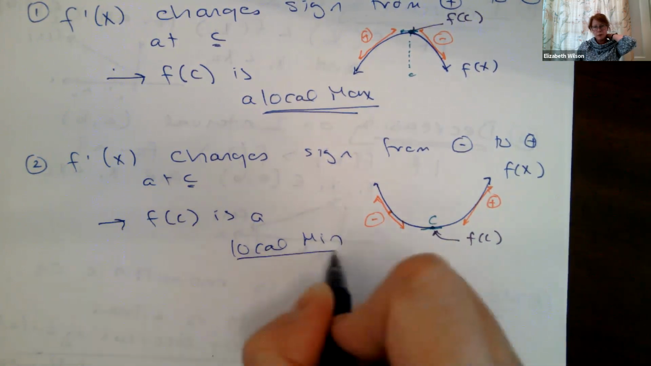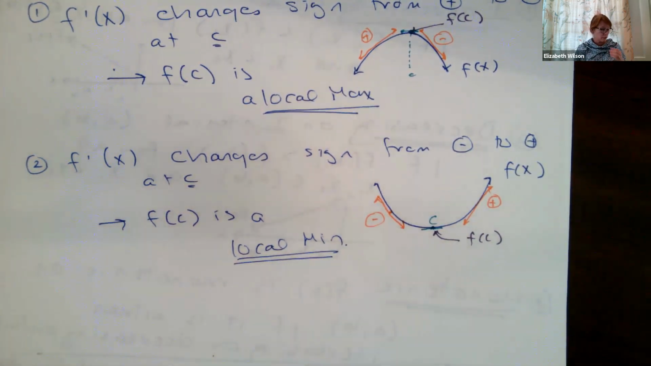Okay, we're going to go through a whole test case where we see what this looks like. But our first derivative test is using the sign of our first derivative around our critical point to tell us, is this a local max or a local min? Okay.